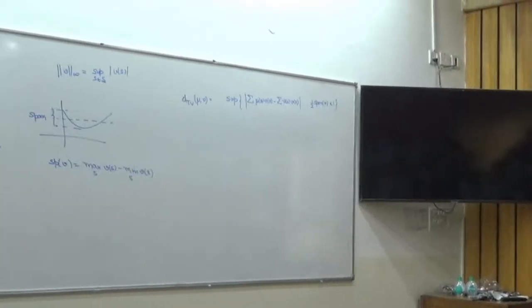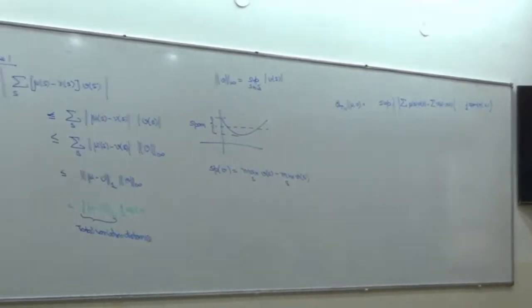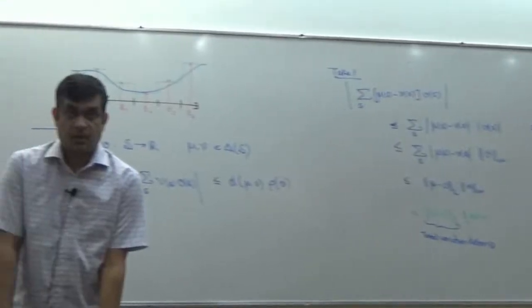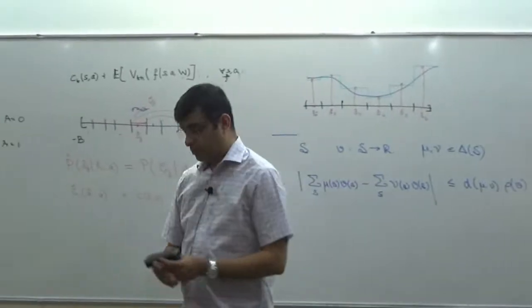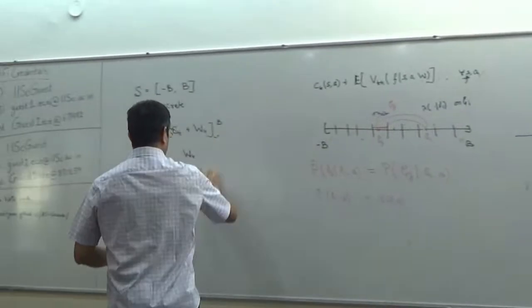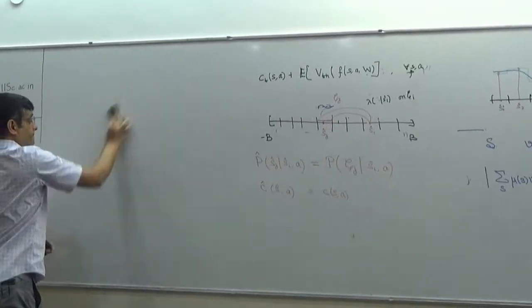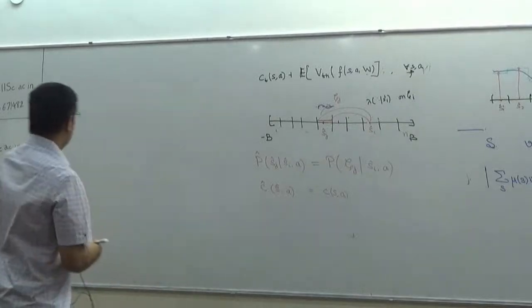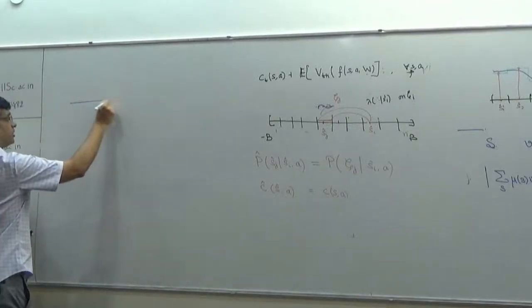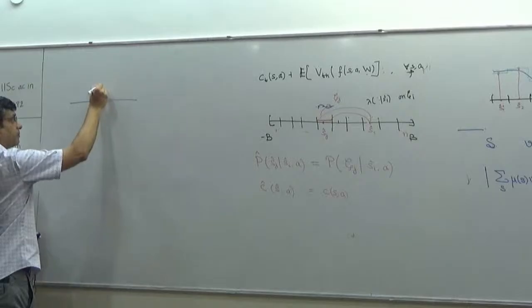So, this is one distance, but total variation is not a good distance. Let me try to give some motivation on why total variation is not a good distance. Suppose I have some distribution, let us say I will draw a PMF.